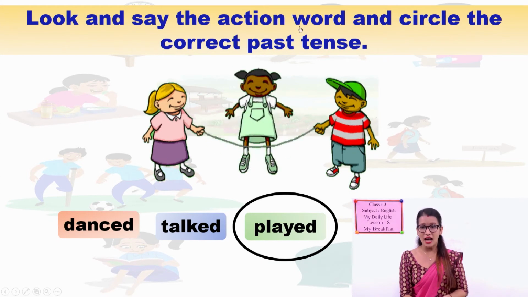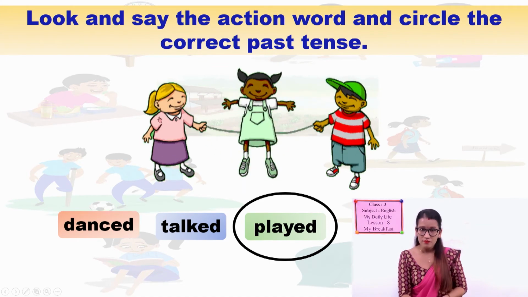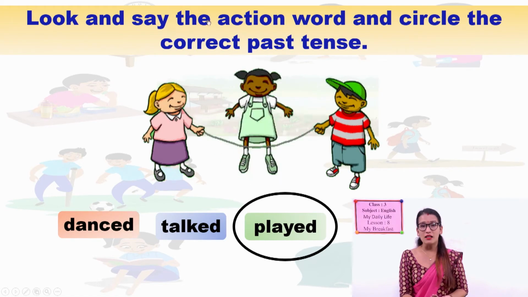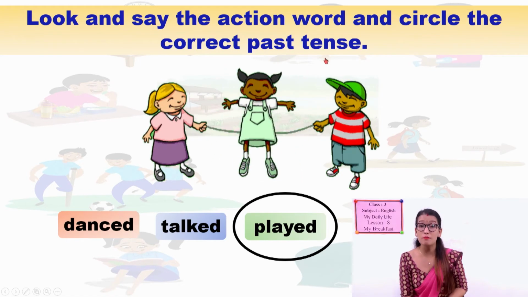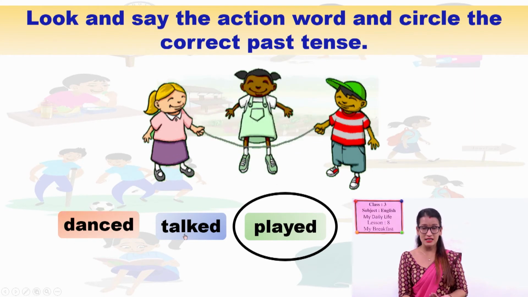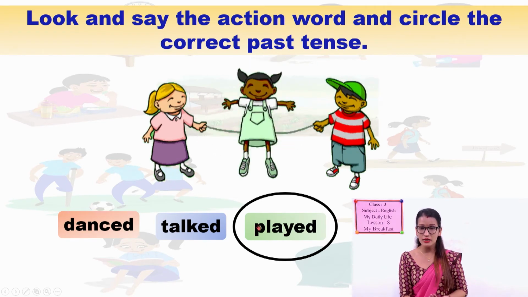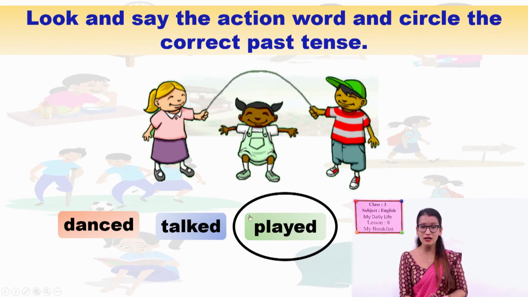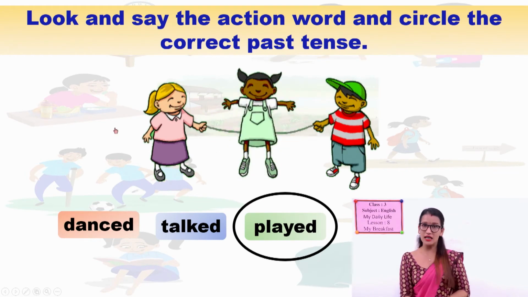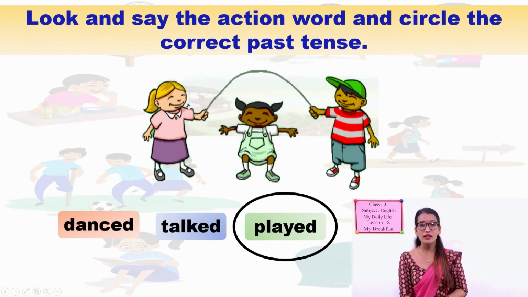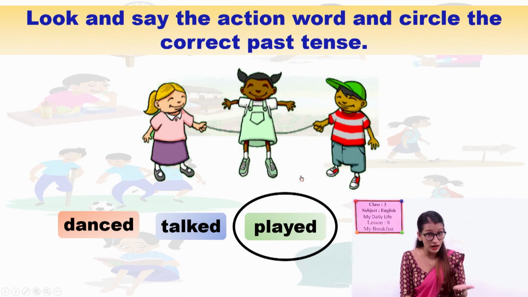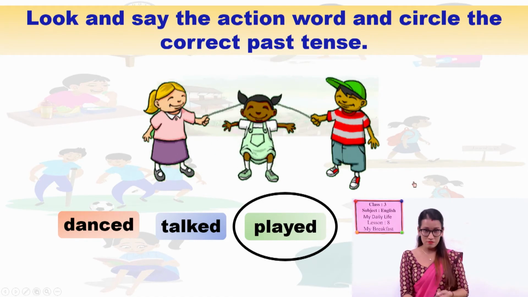Look and say the action word. First of all, you look. What are they doing? Say me the action word, Bhav. Playing, yes, okay. The action word and circle the correct past tense. Okay, which one is the correct past tense here? Read this word. Danced and talked. And played. So which one is the correct one? Played. Yes, did you understand? We need to find the correct past tense verb of this picture, or which picture is shown there. And then we need to circle it. Yes, okay. So ready? Okay.